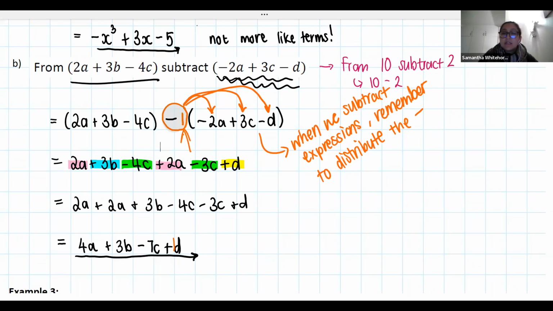D is not considered 1, but you could write it as 1D. Remember, there's that invisible 1 in front of any variable. So you could write it as 1D, but you don't have to.